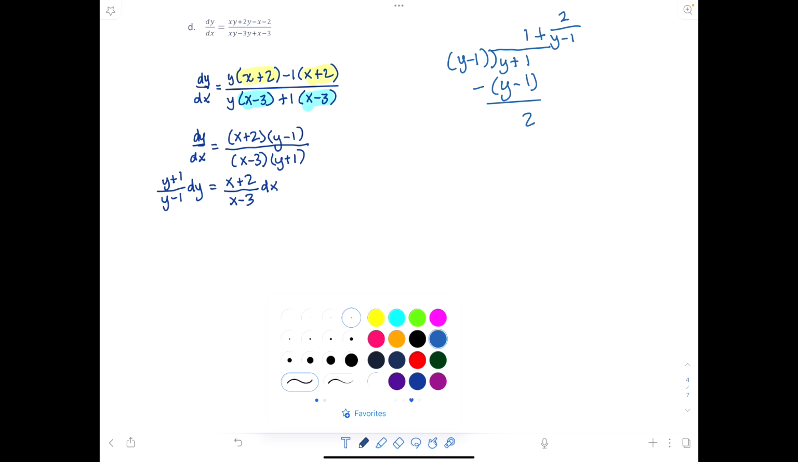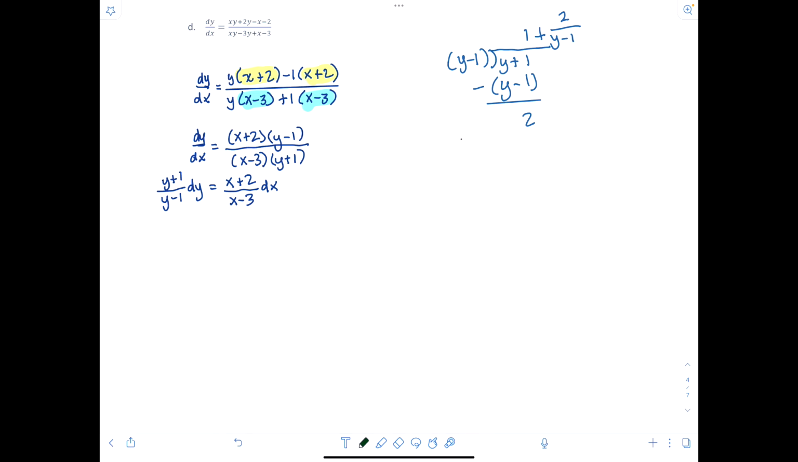Now, for the x term, we'll have quantity x minus 3 as our divisor. And our dividend is x plus 2. X goes into x once. And we get x minus 3. Subtracting x minus 3, the whole quantity, we'll have a 5 remainder. So this will be plus 5 over x minus 3. Cool, cool? All right, let's rewrite that stuff.